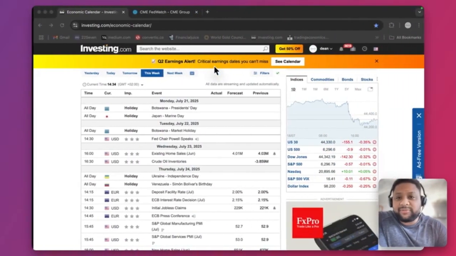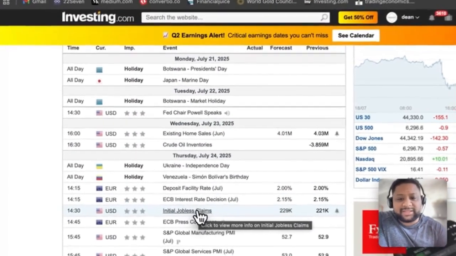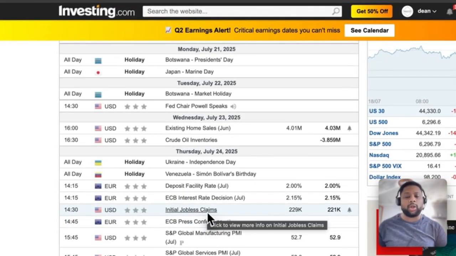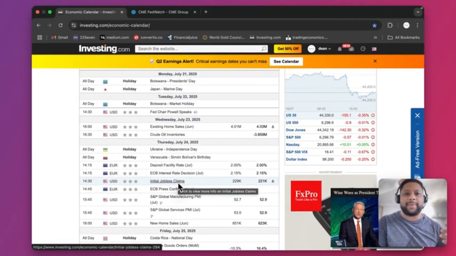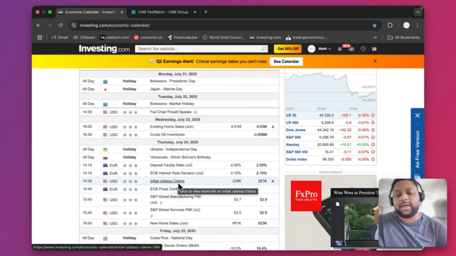Now, considering the fact that if we jump over to the calendar, we do have jobless claims that are scheduled to come out. Now, jobless claims last month came out a lot better than expected, and this has decreased the probability of rate cuts happening closer to September, with positive jobless claims coming out last month.